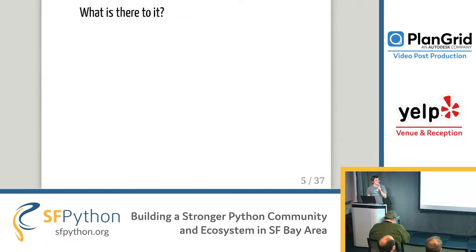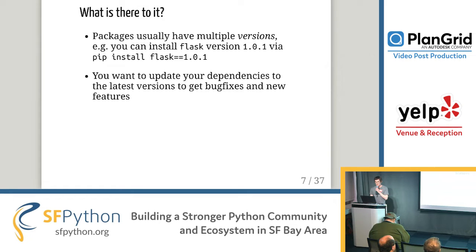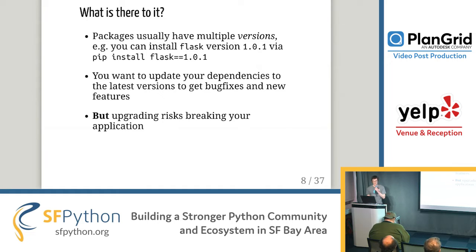And what is there to package management? Packages usually have multiple versions. For example, you can install Flask version 1.0.1 by running pip install flask==1.0.1. You want to update your dependencies to the latest version to get bug fixes and new features. However, upgrading risks breaking your application. And this is always the dilemma that we're faced with in package management. So the idea is, how do you best continue to upgrade while managing that risk?